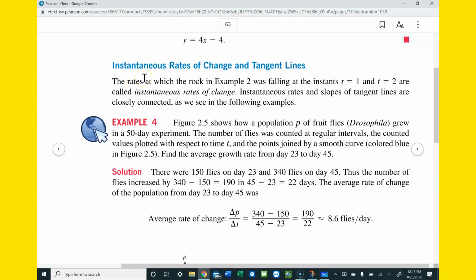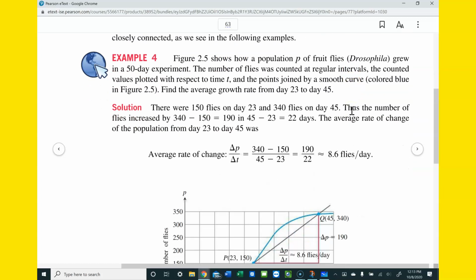All right, we answered that question very well now. Moving on. Instantaneous rates of change and tangent lines. The rates at which the rock in example 2 is falling at the instants t equals 1 and t equals 2 are called instantaneous rates of change. Instantaneous rates and slopes of tangent lines are closely connected. In fact, they are the same thing, as we see in the following examples.